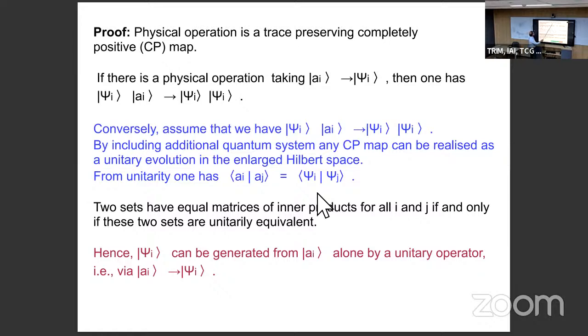Any physical operation in quantum information, we essentially represent as a completely positive map. But don't worry about this statement, it is a bit rigorous. Essentially, any physical operation that you want to do on a quantum system, whether it is closed or open, you can always enlarge your system and imagine that it is evolving under a unitary transformation. So everything is unitary on a bigger Hilbert space.